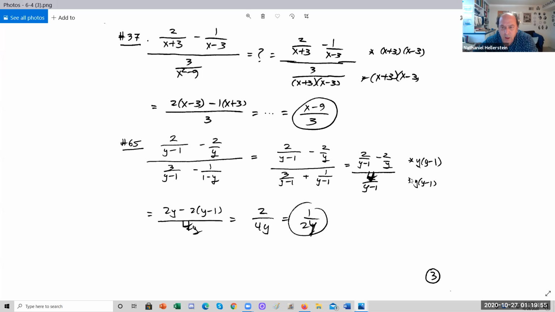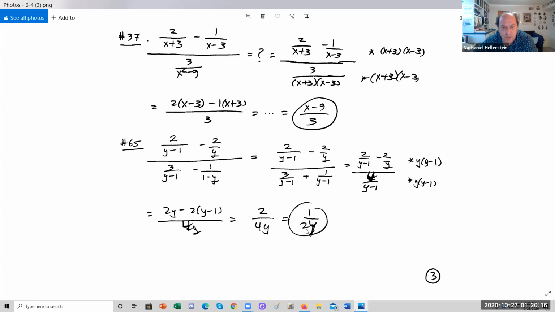Here, the y minus 1's cancel, leaving 4y. Now this in the numerator, after distributing and canceling the two y's, you get 2. That's over 4y. And there's a common factor of 2, which cancels, leaving 1 over 2y for the answer.